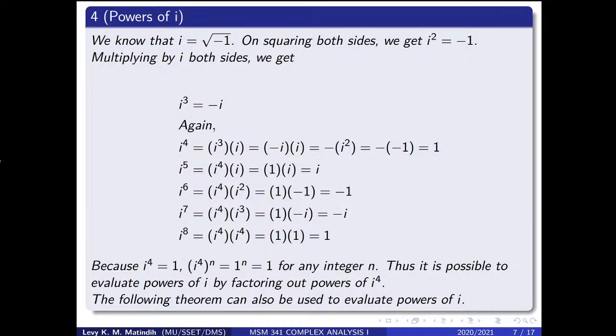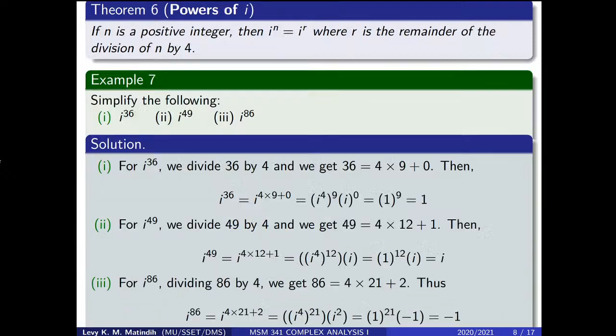Now, from that kind of sequence that you have seen on how the powers of i behave, we have this general theorem 6. What this theorem is trying to tell us is, if n is a positive integer, then i to the power n is equal to i to the power r, where r is the remainder of the division of n by 4.